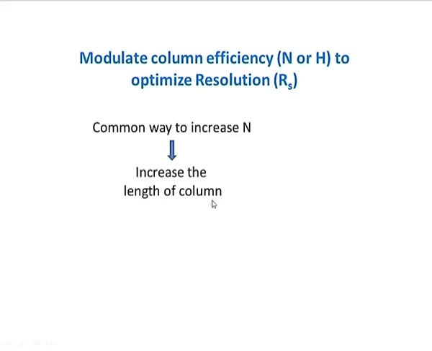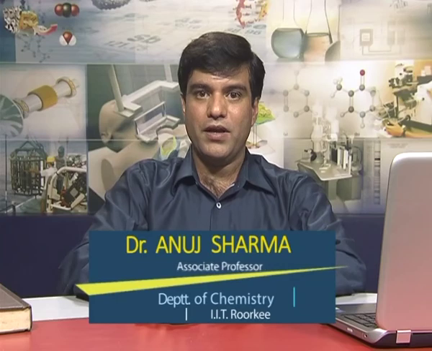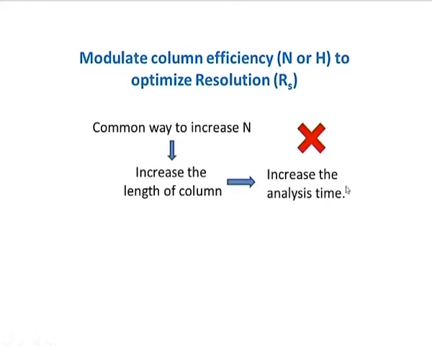So, if you increase the length of the column, automatically the number of plates will become high. But is it advisable? It is not, for two reasons. You cannot indefinitely increase the length of the column. It cannot be like a 20-meter column that you are using for a particular resolution. And secondly, that is going to tremendously increase your retention time. That second aspect you must keep in mind, because as I told you, the chromatographer's goal is to get your resolution in minimum retention time, right.